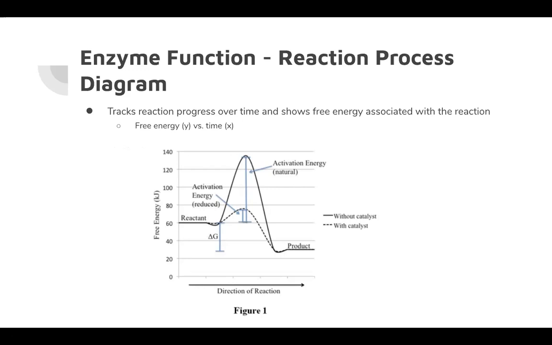This is just a diagram of enzyme function. It shows the reaction progress over time and the free energy associated with the reaction. And you can see that without a catalyst, without an enzyme, the reaction takes a while to reach the transition state. And then with the enzyme, there's not as much height to reach a transition state. So, any questions?